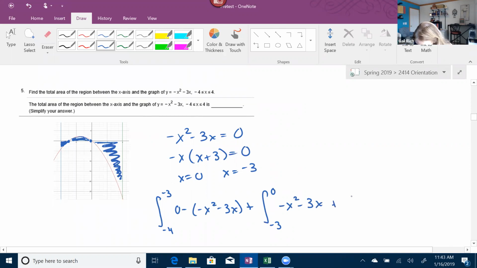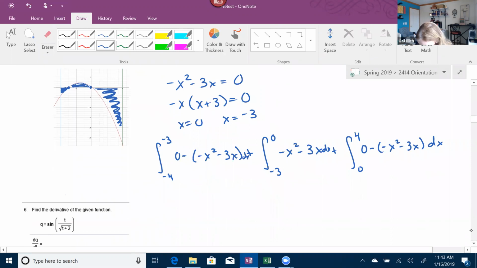And then plus the integral from 0 to 4, which, again, is going to be the opposite, because the top curve is y equals 0 minus the bottom curve. So it's going to be 0 minus -x² minus 3x. And I have to, of course, have a dx on each of these. And then I have to evaluate each of these and sum them. So this one's kind of involved. So this is going to be +x² plus 3x.